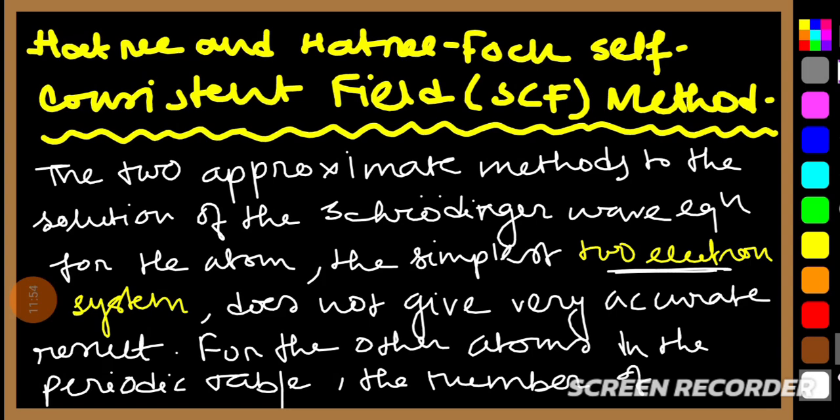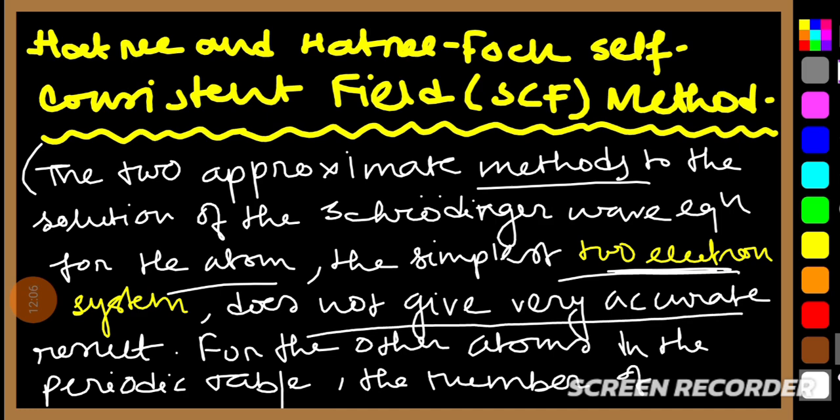So the two approximate methods to the solution of the Schrödinger wave equation for the helium atom, the simplest two electron system, do not give very accurate results.